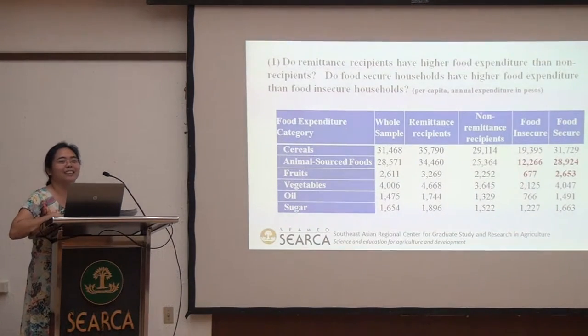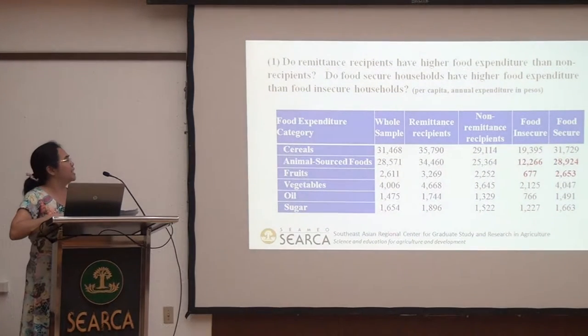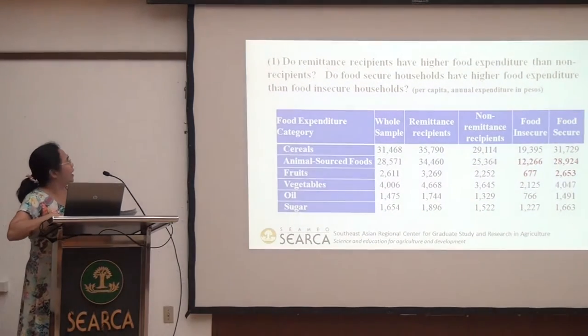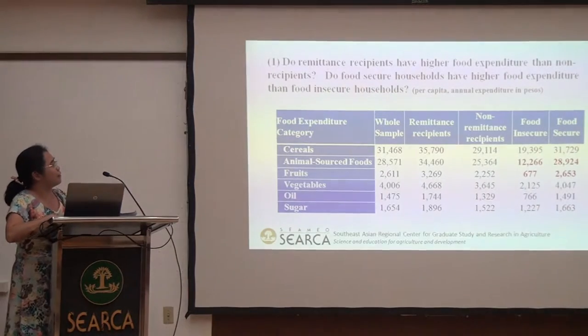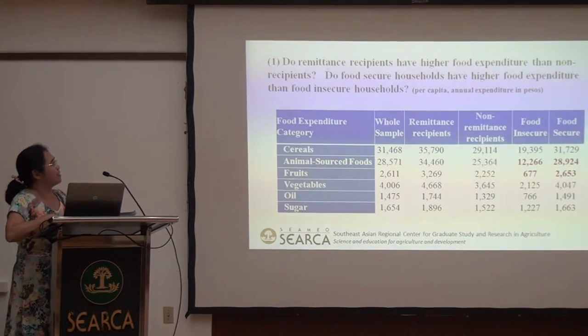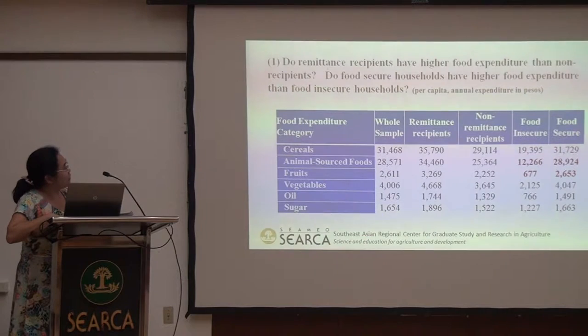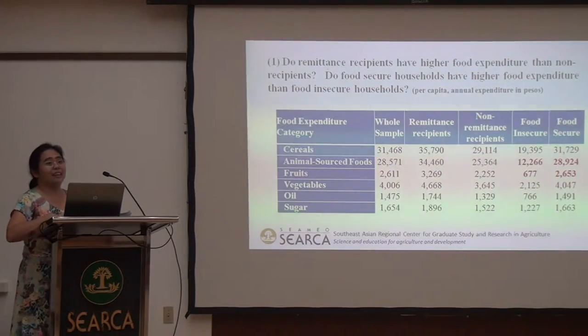Let's start answering the first objective of the study. First, do remittance recipients have higher food expenditure than non-recipients? Look at the column for that. We have remittance recipients versus non-remittance recipients. And of course, our answer is yes.